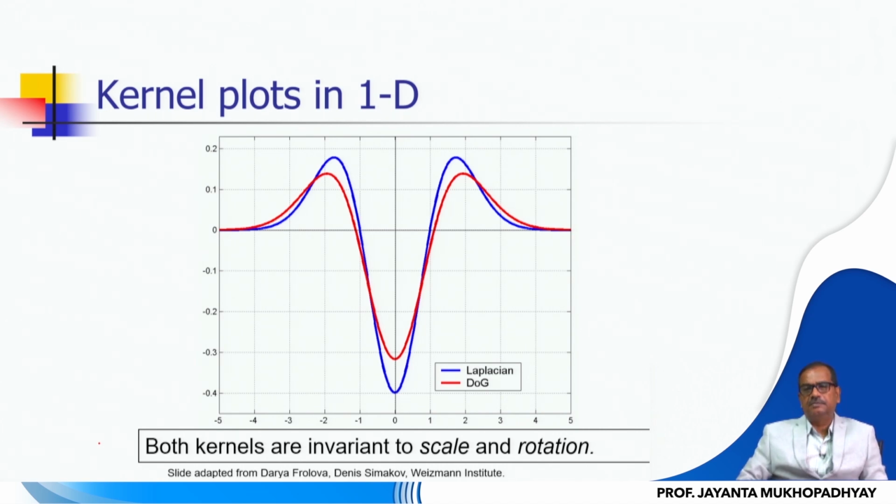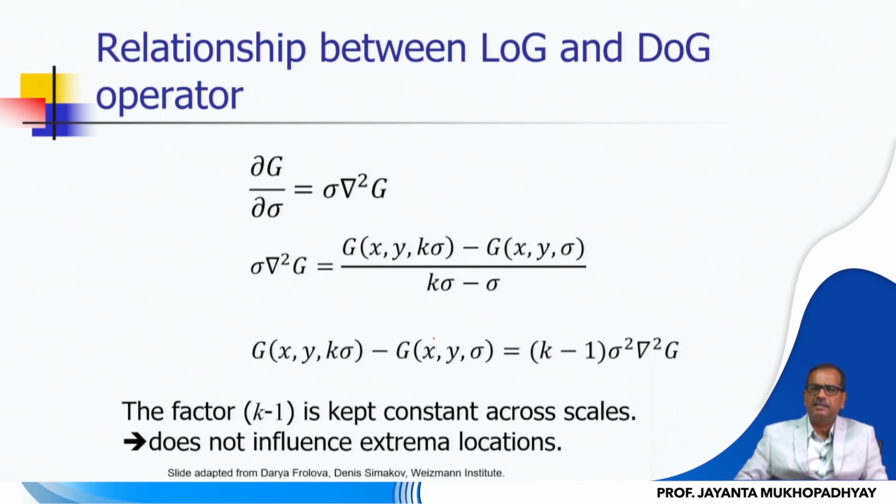Now some of the kernel plots, shown in one dimension. We know the one dimensional Gaussian function, and if I plot it in one dimension, you can see that the Laplacian function is quite similar to the difference of Gaussian function, considering suitable equivalent parameters for both of them. This is the relationship I was mentioning, that the Laplacian of Gaussian operator and the difference of Gaussian operator provide similar results.